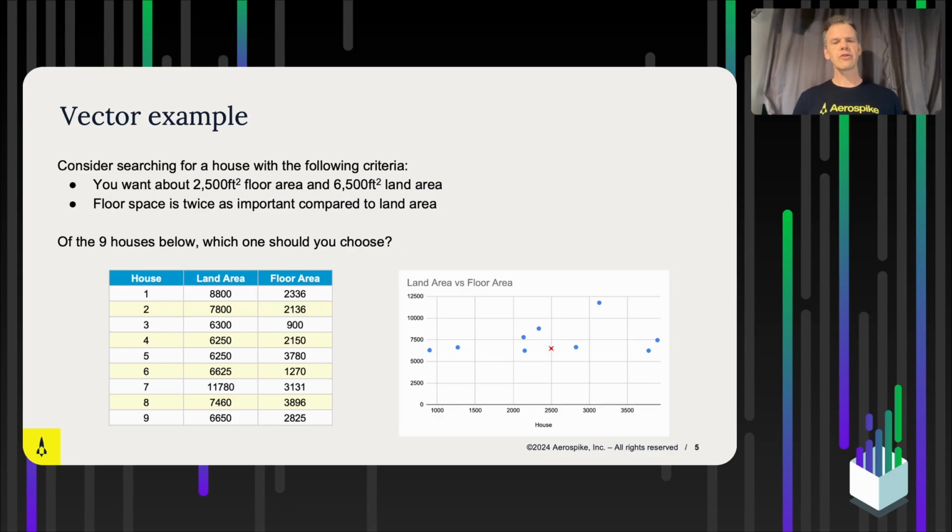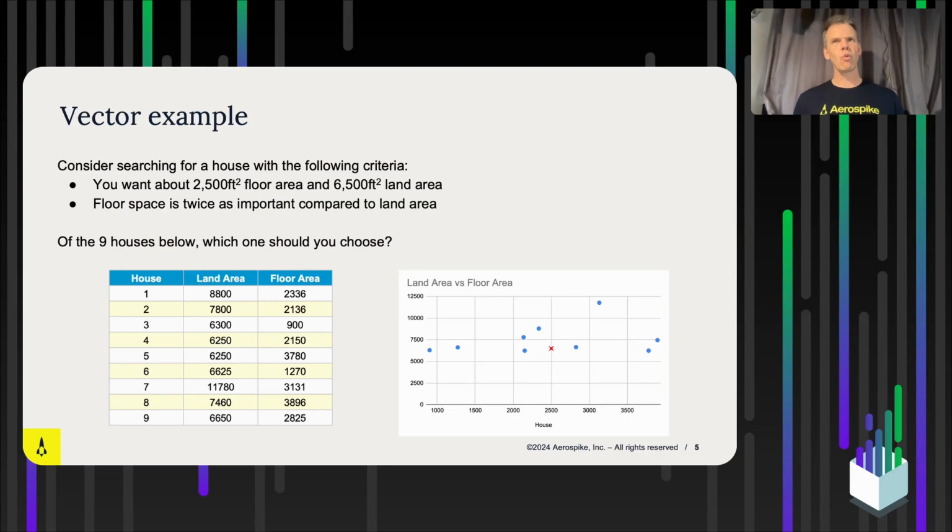Let's say we've got 9 different houses that we're looking at in the area that we're after. They have a variety of land areas and floor areas. And you can see these dimensions in this little table, and they've been plotted on the graph that you can see here. There's a red X which shows this is my sweet spot. This is my 2,500 square feet of floor area, 6,500 feet of land area. Which one of these should I pick?